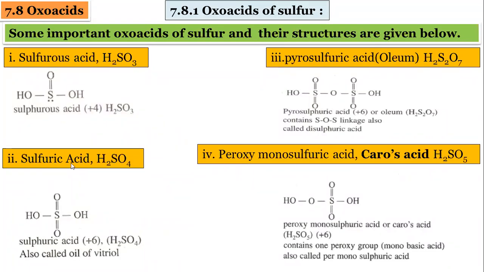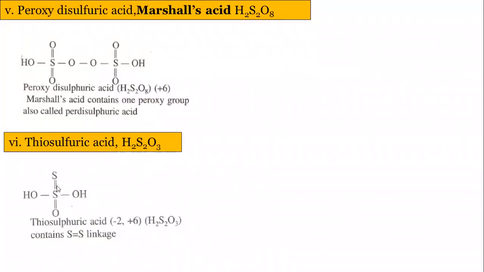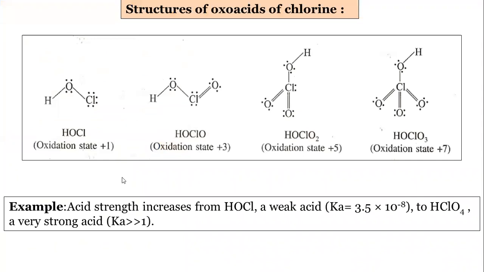See, the structure of sulfuric acid is H2SO4. Two double bonded oxygens are there, and here only this S double bond S bond is there. So we can remember all the acids. Now these structures are also corrected. Structures of oxoacids of chlorine are also corrected, and it is very easy to remember the oxidation state. It is +1 because the chlorine is bonded with only one bond here. We can see the oxidation state here, HOClO.